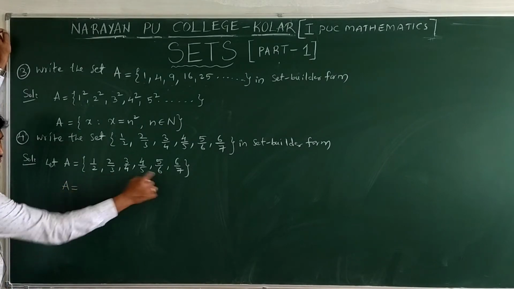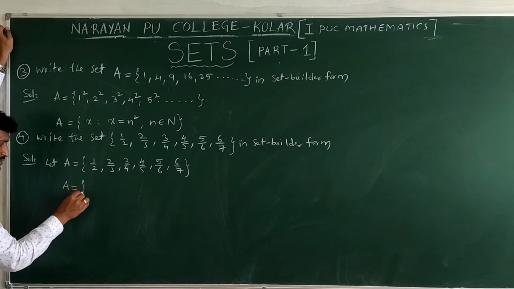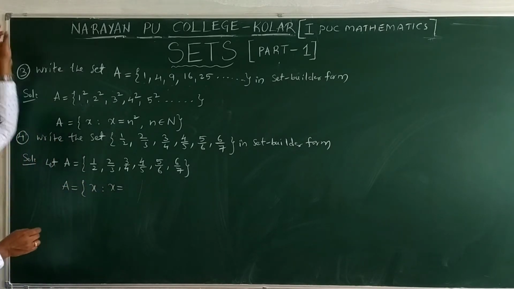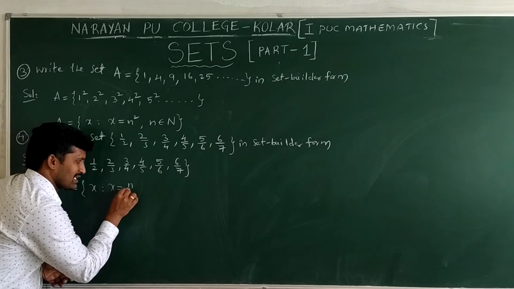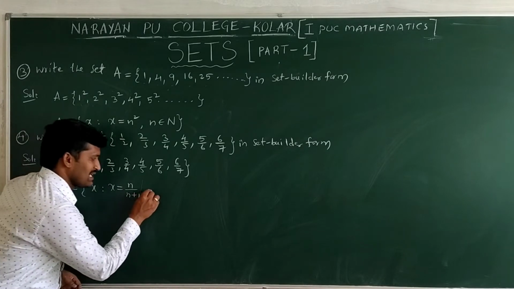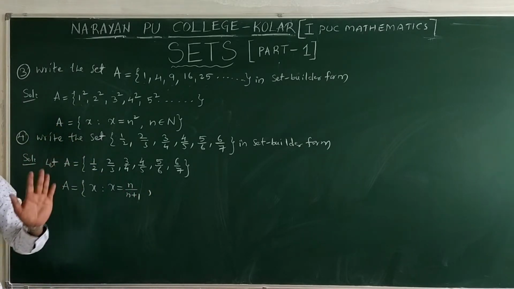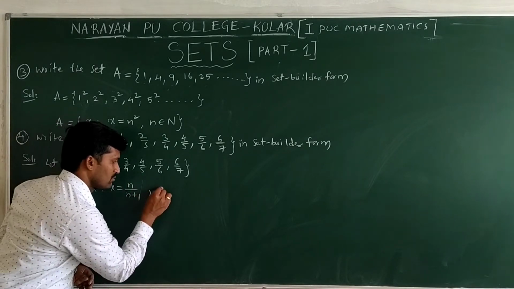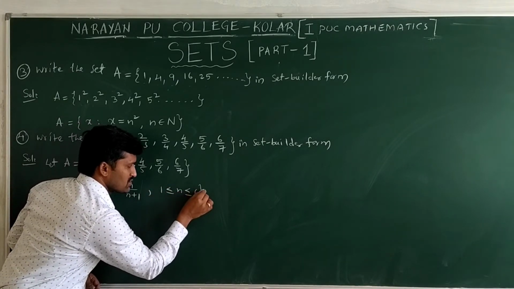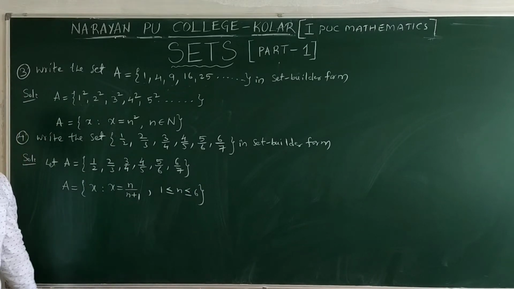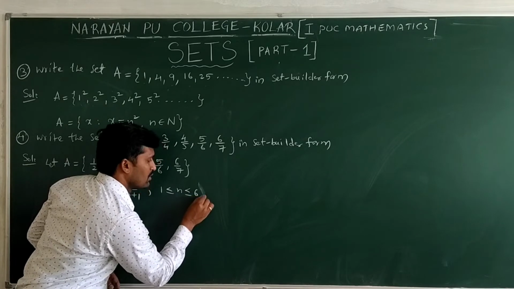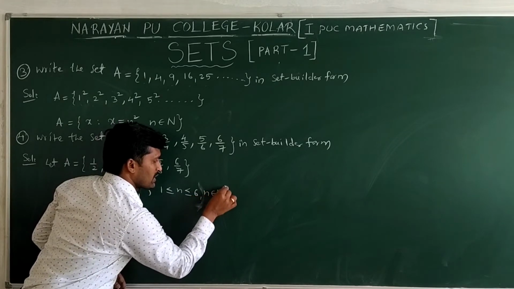This can be written in many forms. The element x, where x is equal to the numerator n, and the denominator n plus 1. But n lies between 1 to 6, so the n value is in between 1 to 6 only. We are taking only positive values, and it is clearly a natural number also. n belongs to capital N.